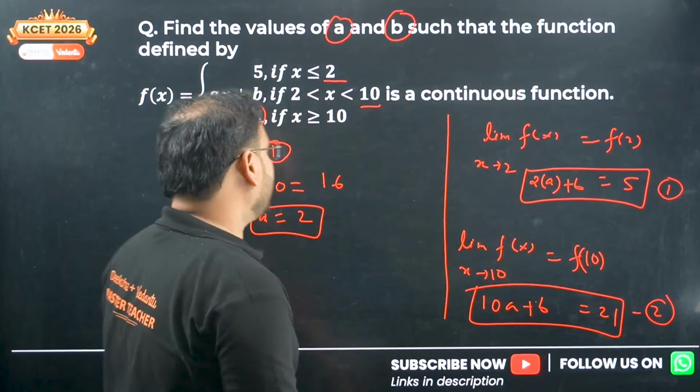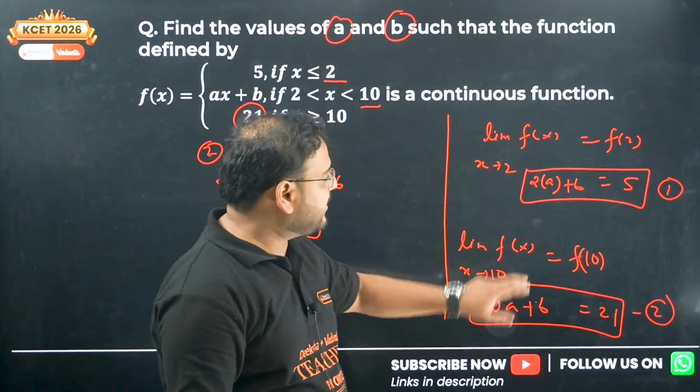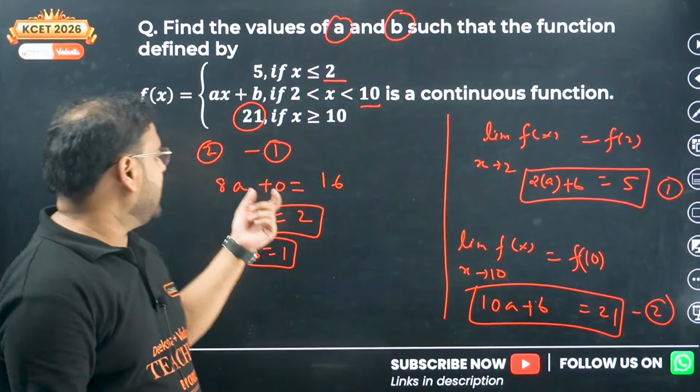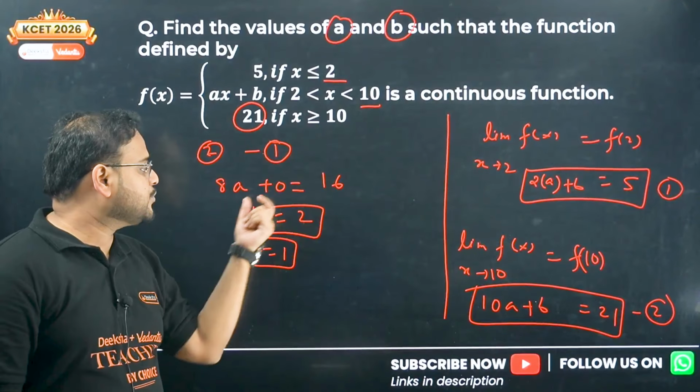Check please. So value of a is coming as 2, b is coming as 1. Subtract these two. 10a minus 2a is 8a, b and b is 0, 21 minus 5 is 16. Answer is what? 8a equals to 16, so a equals to 2, b equals to 1. Done. Both the variables are found out.